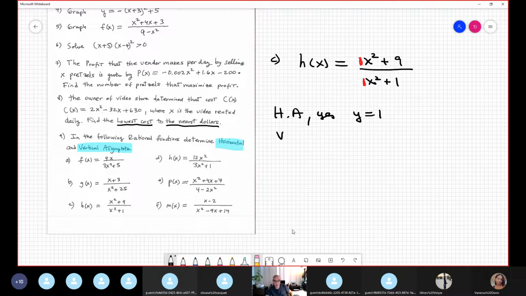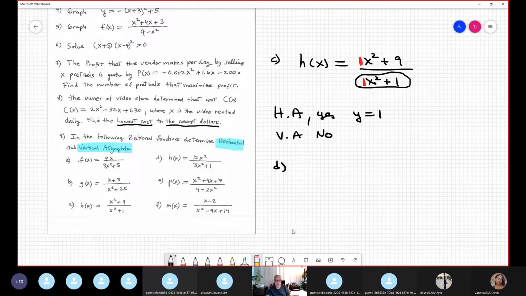One more time, does a vertical asymptote occur? No, we don't, because it's a binomial, a sum of squares, which is not factorable. The reason is because the factor is imaginary. This is the answer I want. That's it.